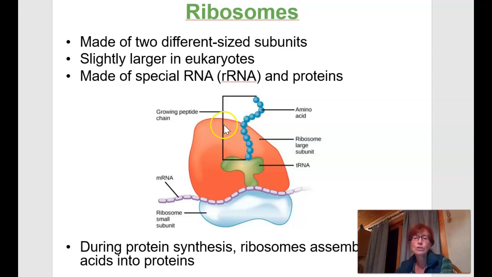They have two units. These are called subunits. There's a smaller one underneath and a bigger one on top. And this is where that information, the mRNA, the messenger RNA, that little copy of a piece of DNA, comes to ribosomes, and then the ribosomes assemble proteins.